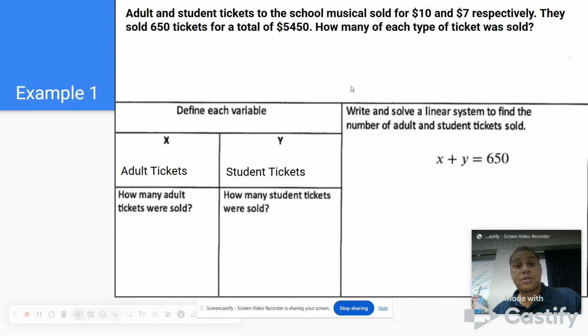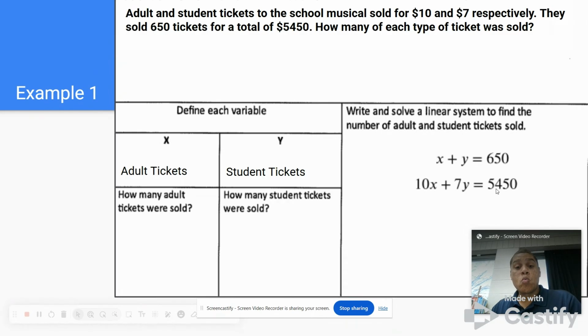The next equation is your total money made. Now, here we have to take however many adult tickets were sold at $10 a piece. Oh, a piece, per ticket. Oh, there's our times again. So it's $10 times every X plus $7 times every Y, every student ticket, and that has to equal 5,450. So you get 10X plus 7Y equals 5,450. And there's your system of equations. You've done the hardest part of the problem.